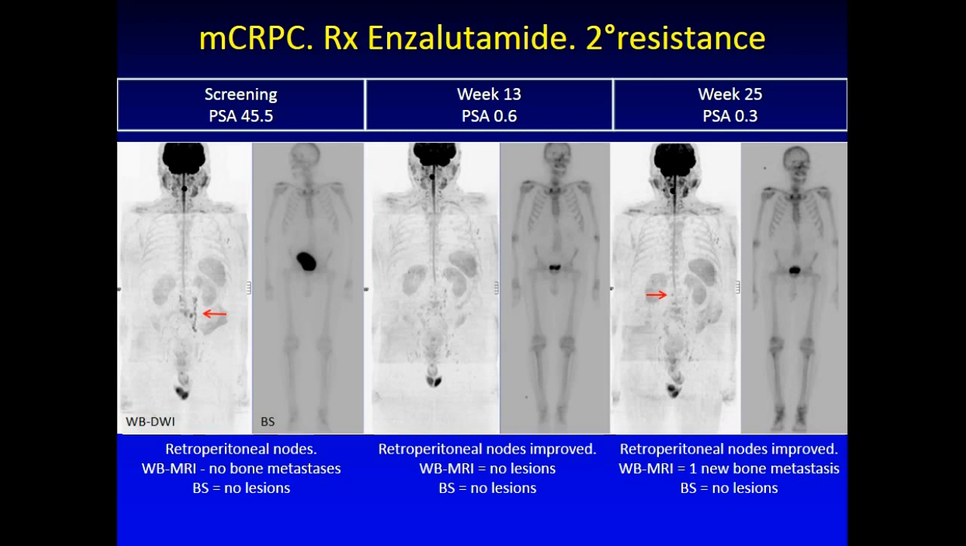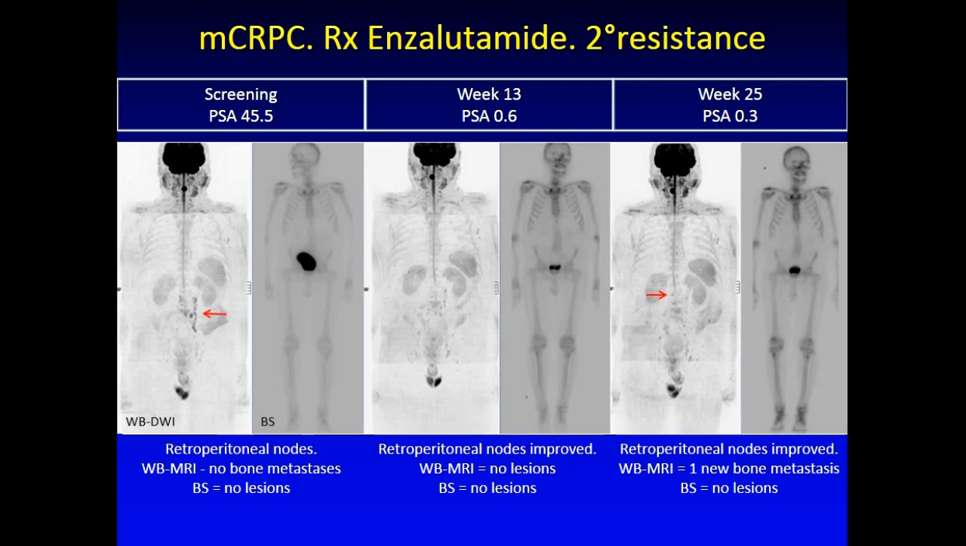This is a patient who is receiving enzalutamide as part of a clinical trial. You can see that on the screening study, the whole body MRI scan shows retroperitoneal lymph nodes, as pointed out by the red arrow. The bone scan is normal, indicating no bone metastases, in fact confirmed by the whole body MRI scan. After 12 weeks of treatment, you can see a good PSA response. The retroperitoneal lymph nodes have decreased in volume and size, and the bone scan remains the same.